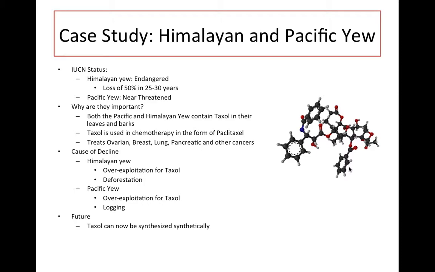Now, the cause of their decline is overexploitation for Taxol and deforestation for the Himalayan yew, and for the Pacific yew, also overexploitation, but also logging. Now, the future of this is actually quite bright. Taxol can now be synthesised synthetically, and obviously that's fantastic because it means we can stop harvesting and potentially destroying the plants that we have left with the finite reserves that we had.